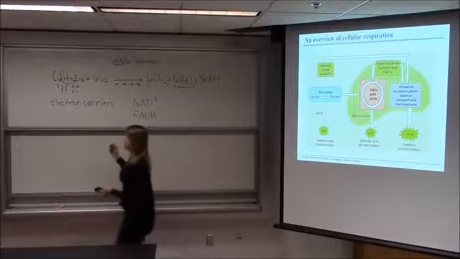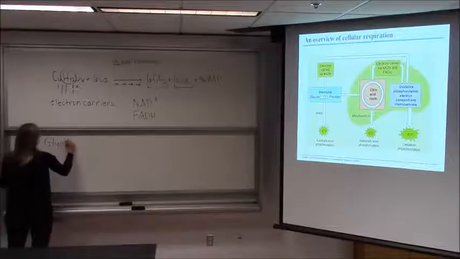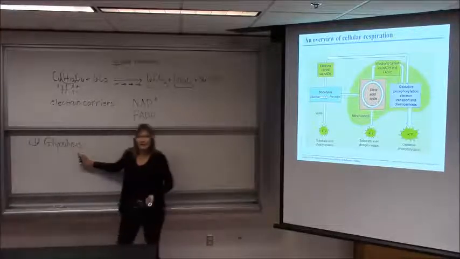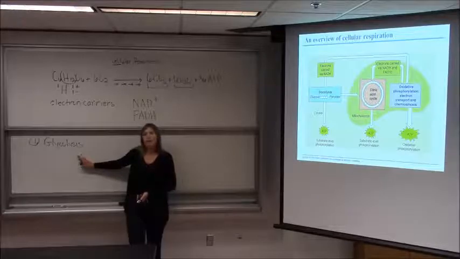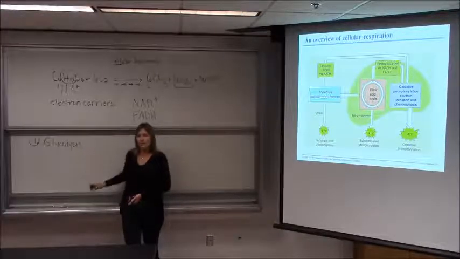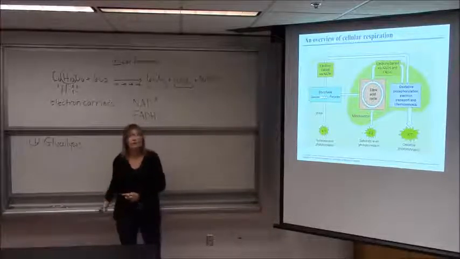So first stage of cell respiration, glycolysis. Glycolysis, this means sugar splitting. We're going to start with a 6-carbon glucose, and we're going to go through the steps of glycolysis, and at the end we're going to end up with 2 3-carbon molecules called pyruvate.